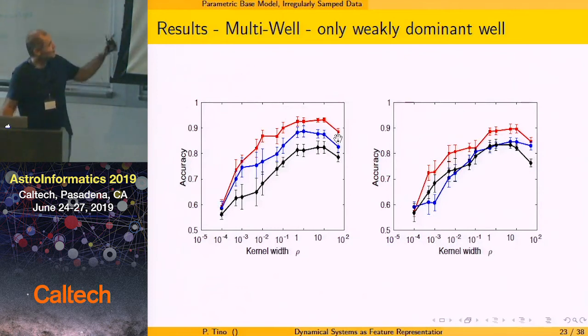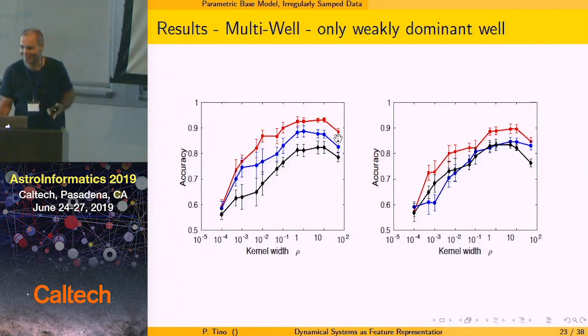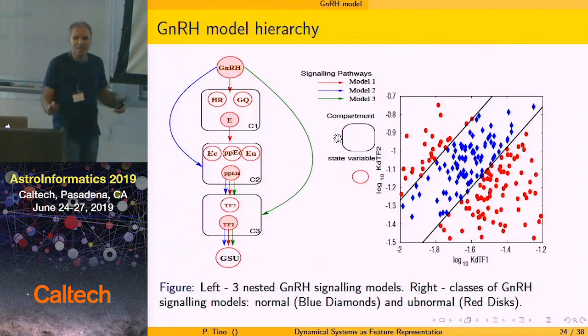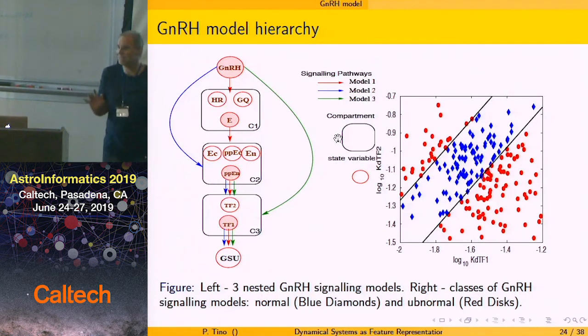So this is multi-well where the peaks are almost the same, so it's almost not doable, right? But still the performance is not bad, like it's 90%. We were actually shocked about the performance of this. And this is just to illustrate an example from medical science.